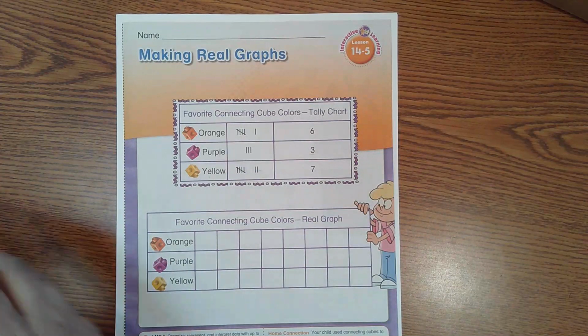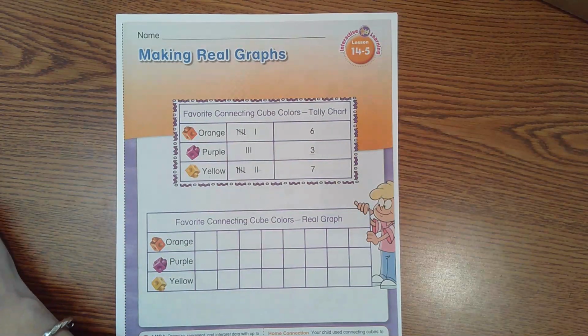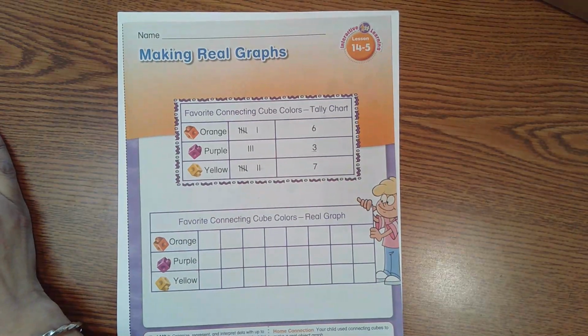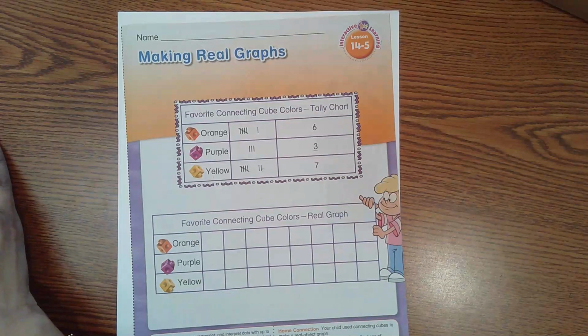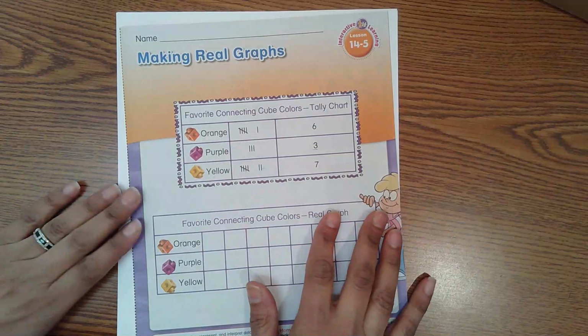As you know, for this topic we've been learning about graphs: real graphs, picture graphs, bar graphs, and we also learned about tally marks. Today we will be learning how to use the tally marks to make a real graph. So let's see.